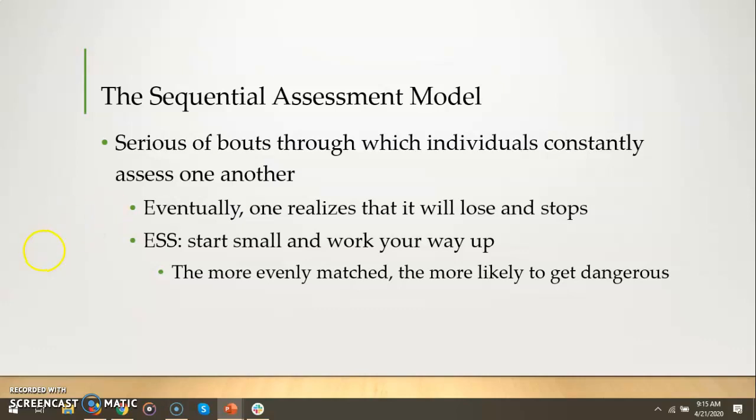And so these are the basic models that we have in terms of looking at game theory and aggression.